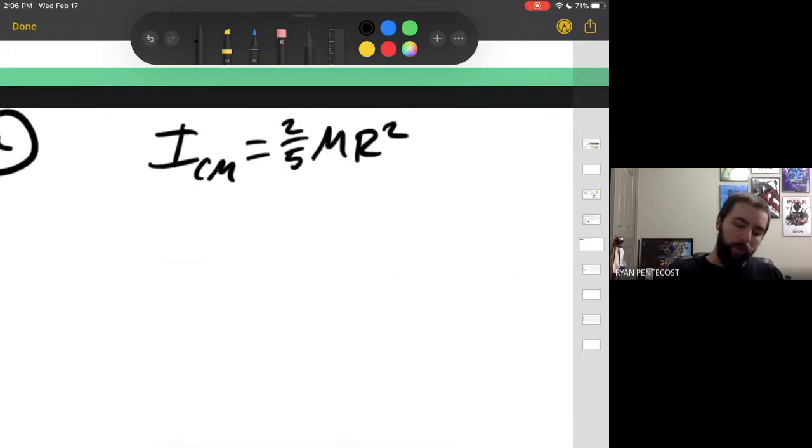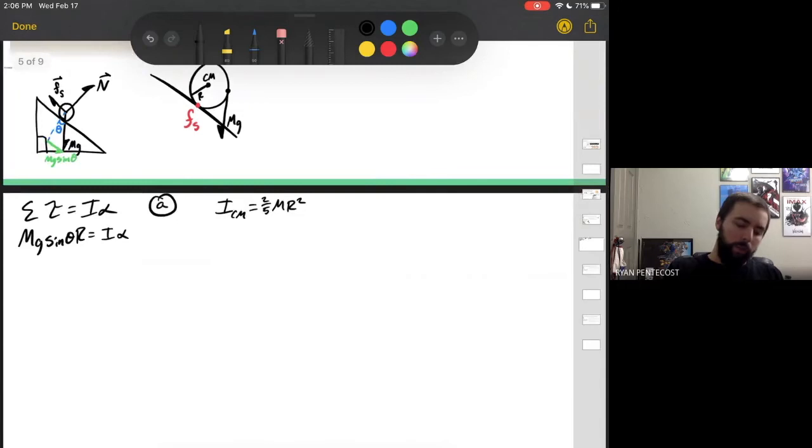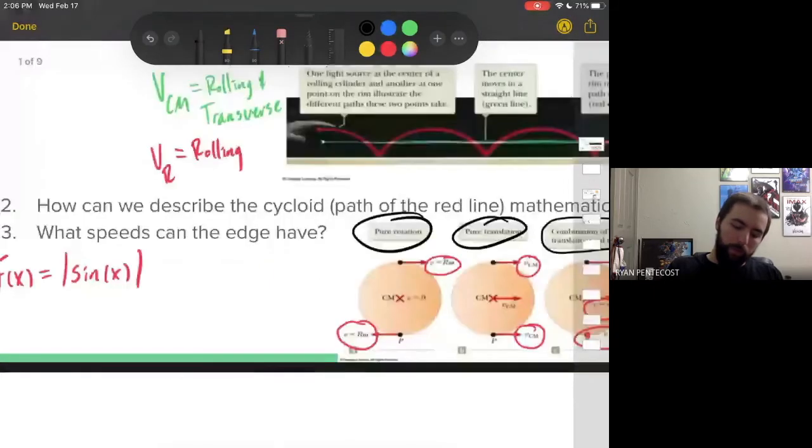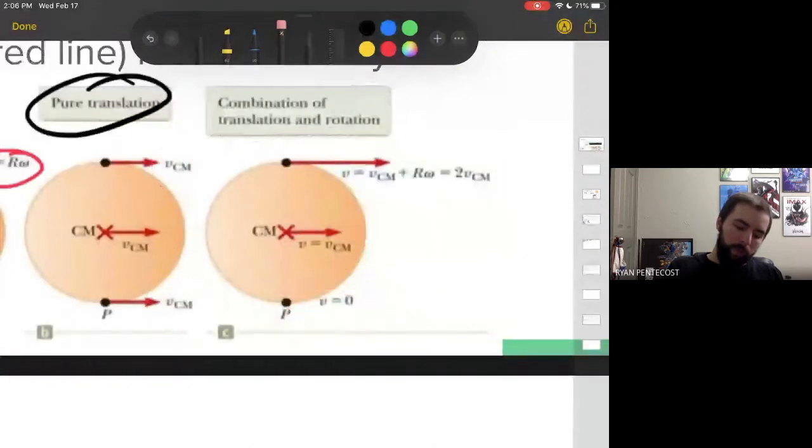But this isn't rotating about its center of mass. Where is it rotating about? So remember, we talked about when rolling is taking place. When rolling takes place, it is pivoting about point P.